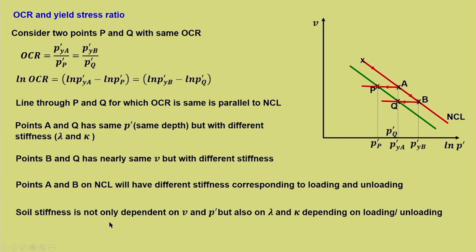Soil stiffness is not only dependent on V and P dash, I mean to say bulk stiffness, but it also depends on lambda and kappa, depending on whether it is on the loading or unloading line.